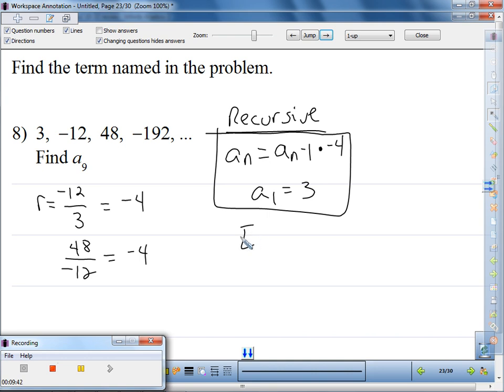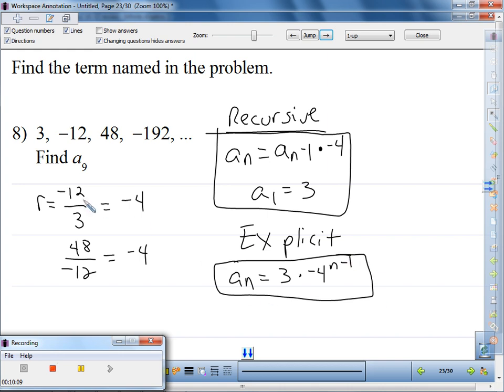Okay, now let's find our explicit formula. The explicit formula in this case is going to be a sub n is equal to a1, which was 3, times r, which in this case is negative 4, to the n minus 1 power. So that's our explicit formula. And then we want to find the ninth term. So the ninth term is going to be 3 times negative 4 to the 9 minus 1.